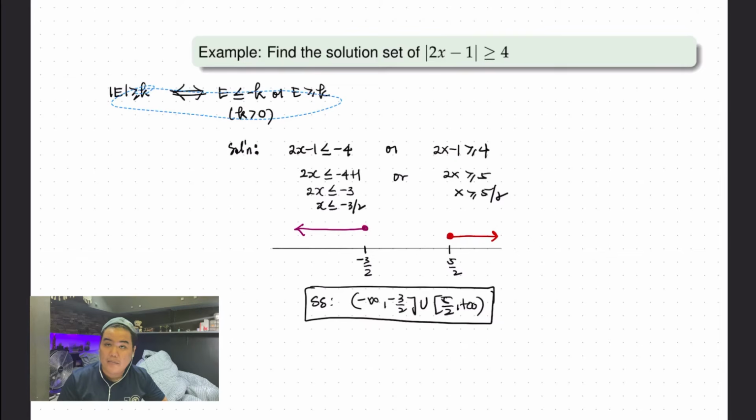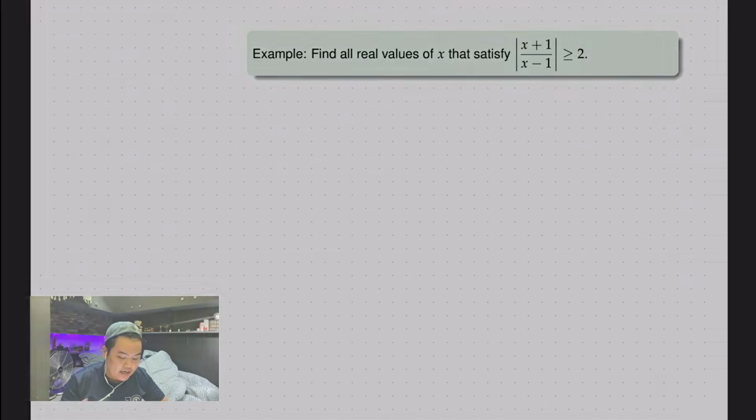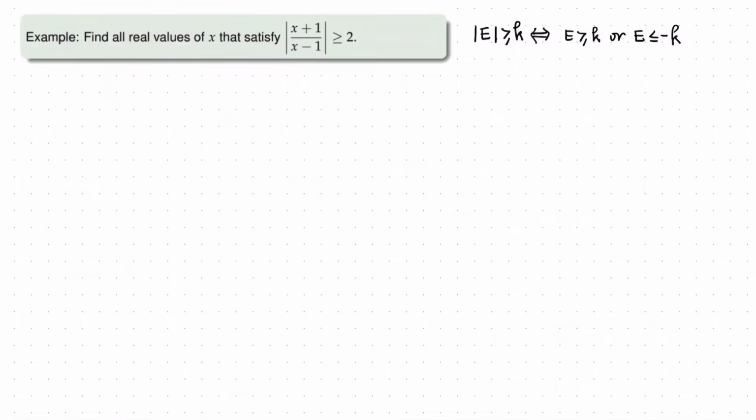Okay, so last example na tayo. So yung may rational na absolute value naman. And let us find all real values of x that satisfy this. So the form is absolute value of something is greater than or equal to 2.